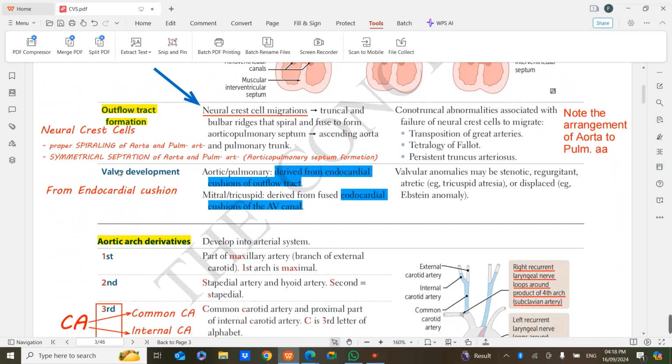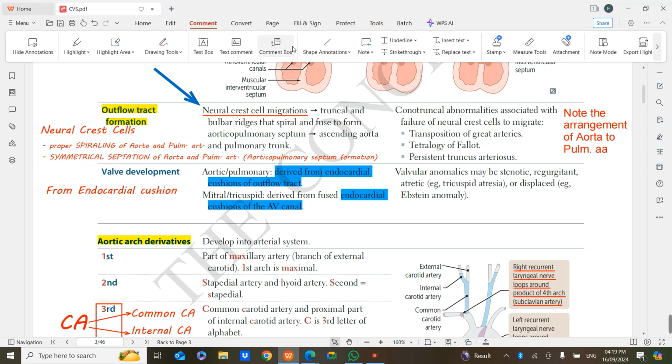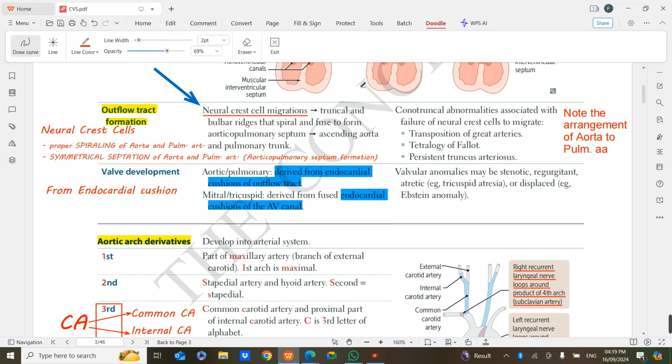You come down to the outflow tract formation. If I ask now what the outflow tracts of the heart are, everybody will shout the aorta, the pulmonary artery. Now this is actually the outflow tract. Let me draw something for you.